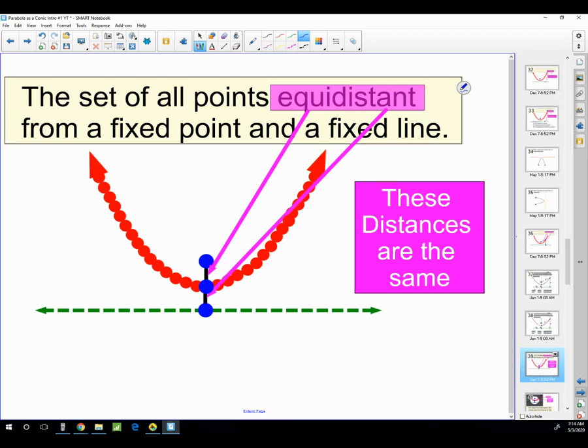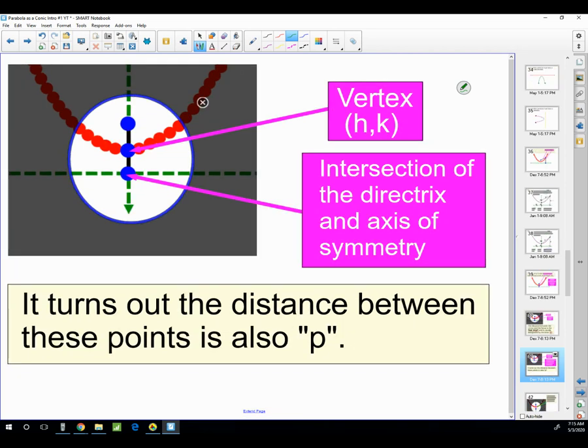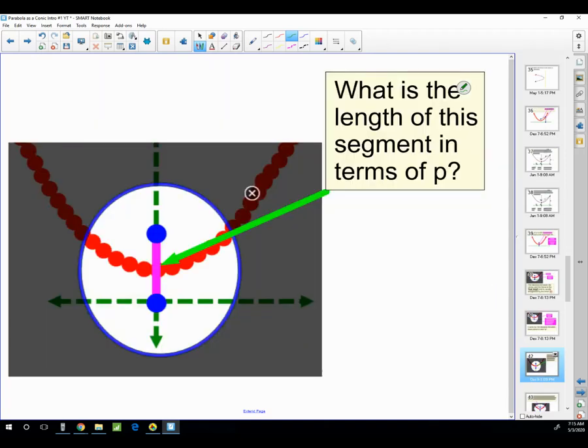All right, and then again, these distances have to be the same. This right here is the focal length. And hey, this is math class. We like to give things names, and we usually call them letters. The focal length is called P, the focal length P. And it occurs twice. By definition, it's this length, and then also it's that length, if you combine it with the definition of a parabola. All right, that is P. Let's move on. All right, so what's that length in terms of P?